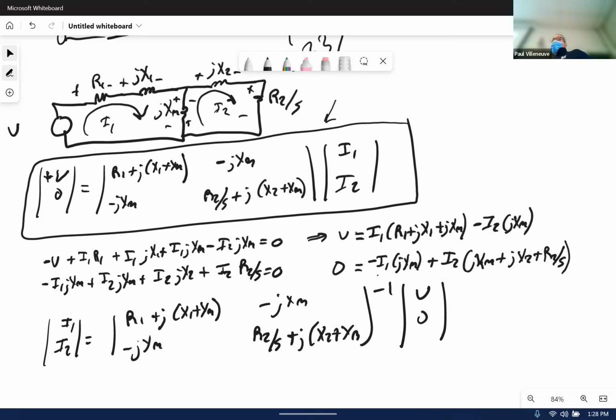So now here's the thing. If you're comfortable with MATLAB, you can just write this as a script file, and you can write it as variables: R1, X1, XM, and so on. You don't have to do this every time. You can just use your script file. Or you can plug it in your calculator. You might be able to do it in your calculator.